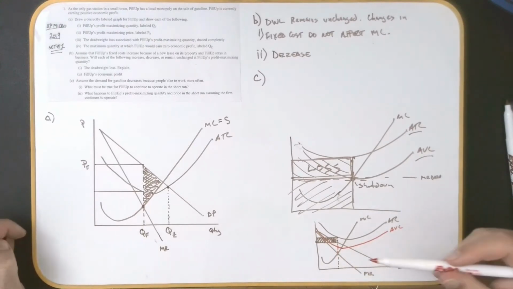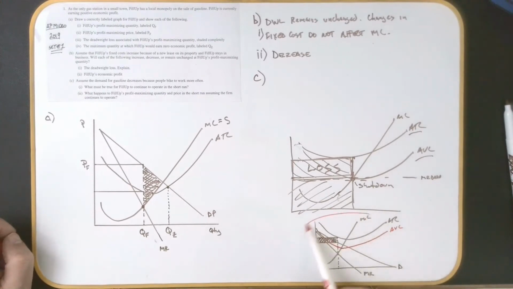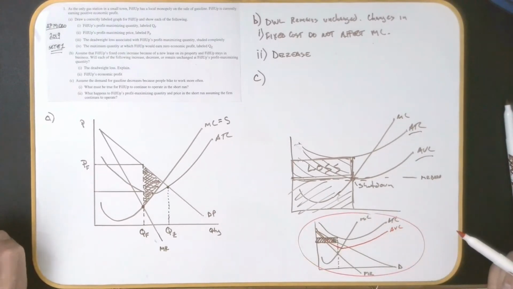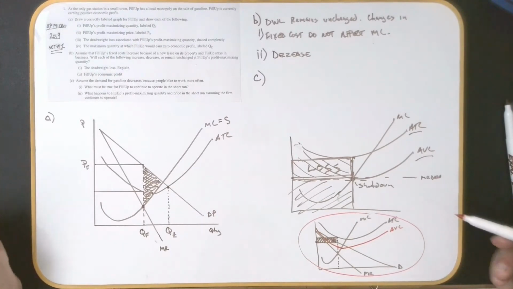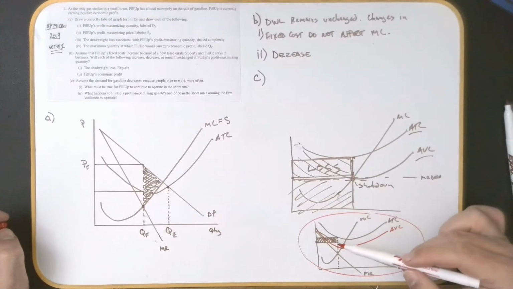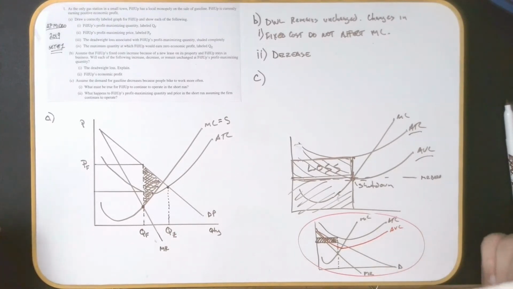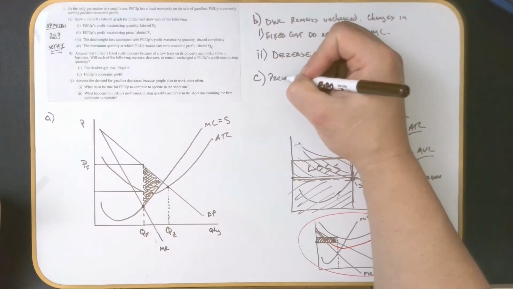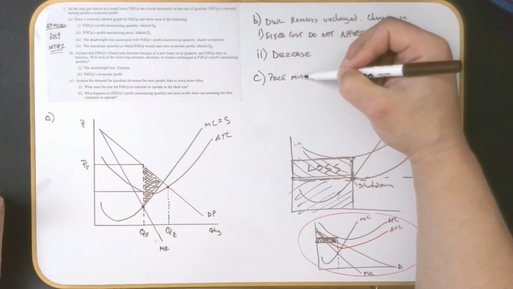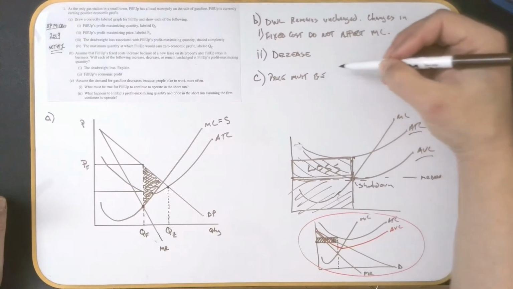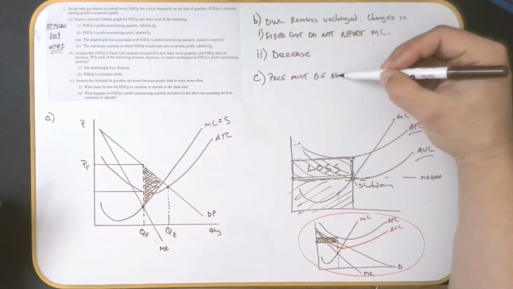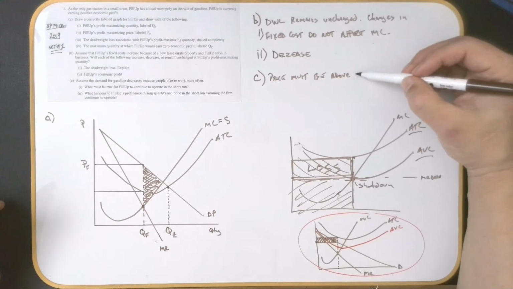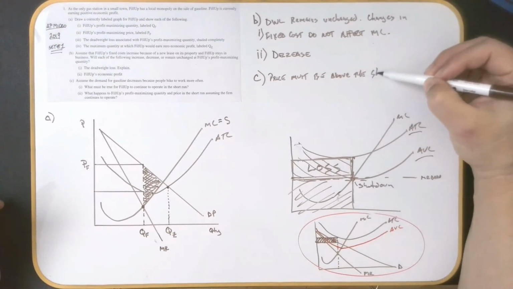So that is the situation they're leading you toward. This is what they're saying on this question. They're saying, what must be true if Philip continues to operate in the short run? Well, this must be true. The price they're getting is still above the shutdown price. That's what they're guiding you toward on this one. So you could say price must be above, if you want, you could have an inequality statement, must be above the shutdown price.